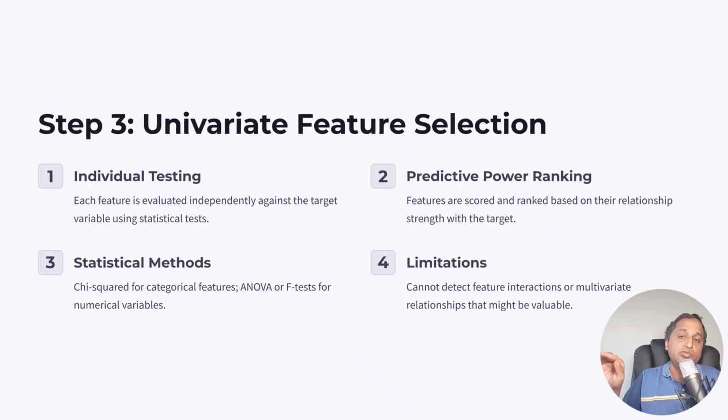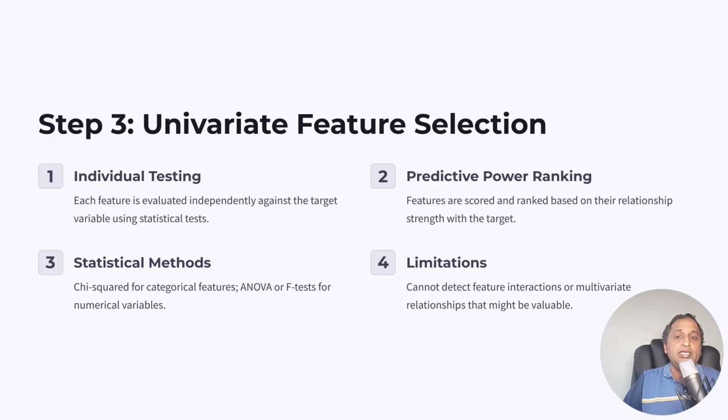So after removing low variance features and handling highly correlated ones, our next step is univariate feature selection. This approach is all about testing each feature individually to see how strongly it relates to the target variable. Let's walk through the key points.